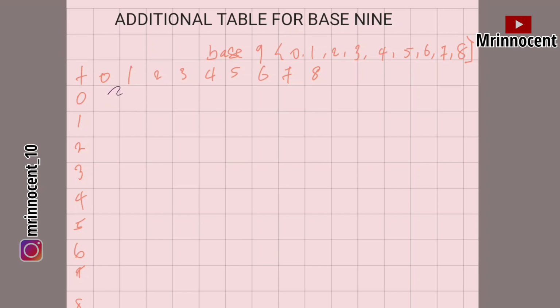0 plus 0 is 0. 0 in base 9 is 0. 0 plus 1 is 1. 1 in base 9 is 1. 0 plus 2 is 2. 2 in base 9 is 2. 0 plus 3 is 3. 3 in base 9 is 3. 0 plus 4 is 4. 4 in base 9 is 4. 0 plus 5 is 5. 5 in base 9 is 5.